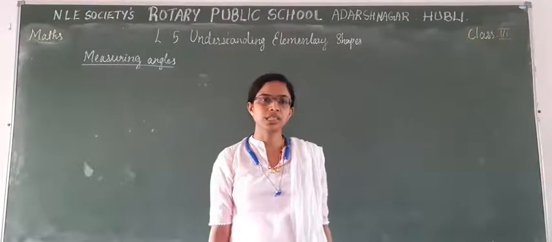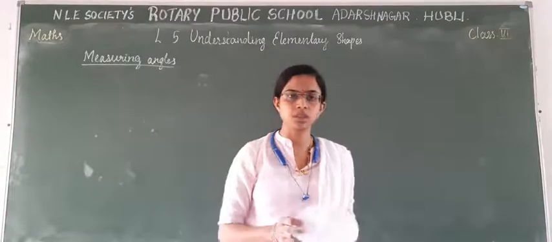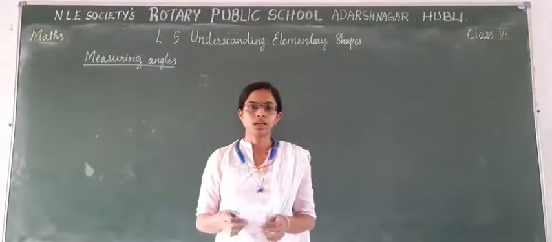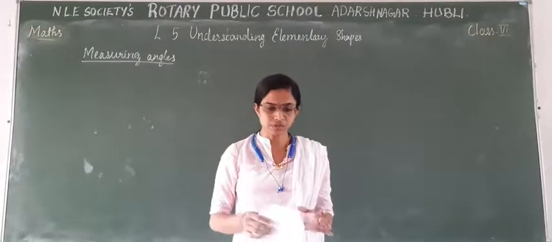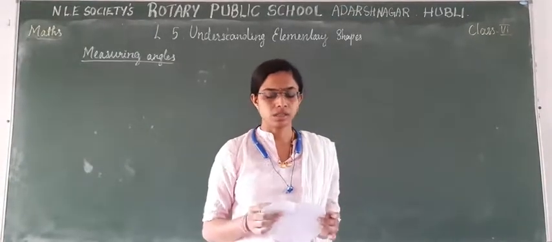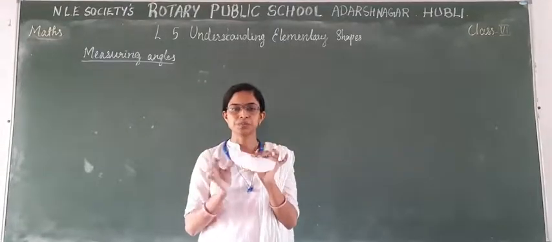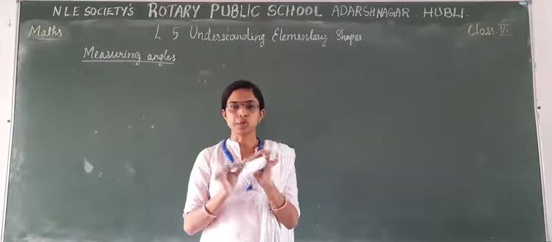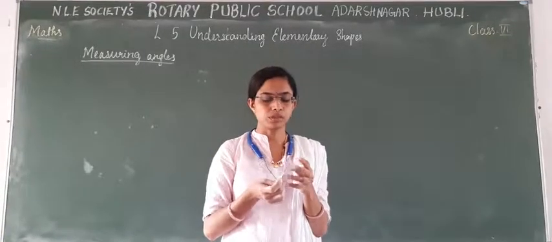Very good morning children. In the previous class we solved exercise 5.3 based on acute angle, right angle, obtuse angle and reflex angle. Now the same will continue. How are we going to measure angles? Take this circle and make 4 equal parts and open this.